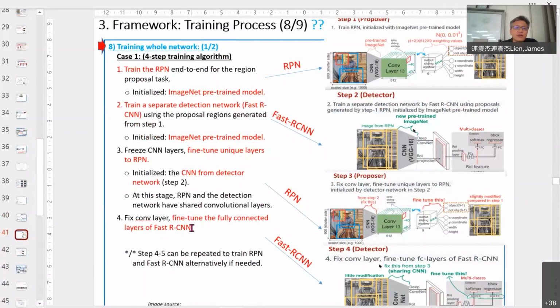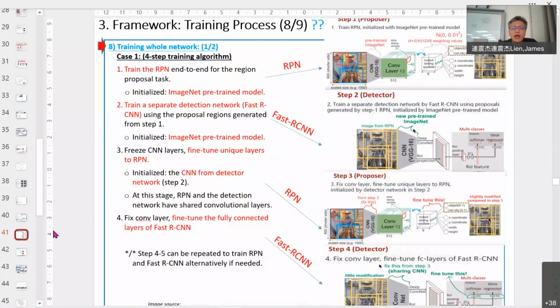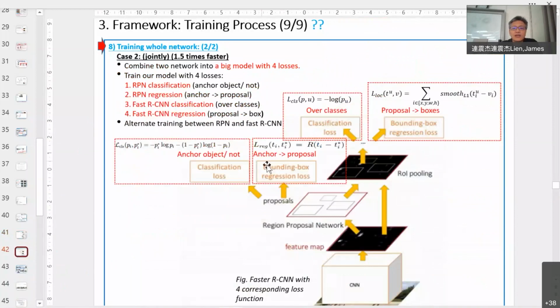And training has two methods. One is on page 41, the other on page 42, for the training process. The first one is you do RPN and Fast R-CNN separately; that is the first method. The second method is to combine them together. You have 4 losses. One is the region proposal network loss. The second is the Fast R-CNN loss, and both have a classification and a regression.